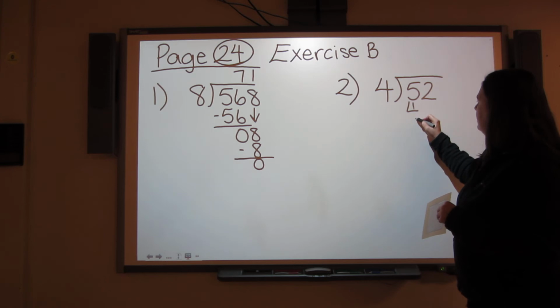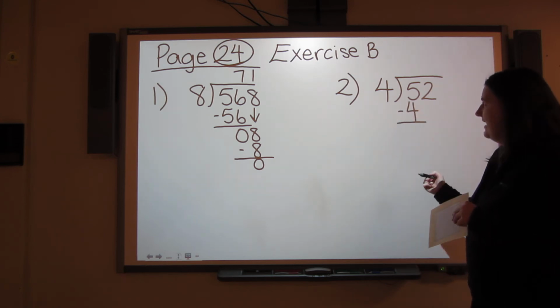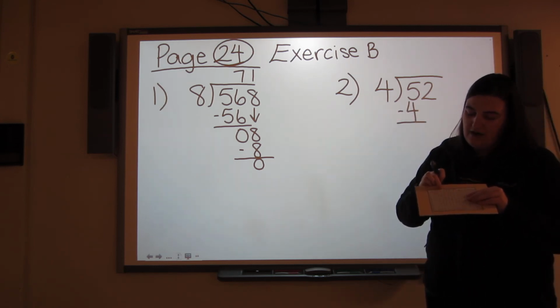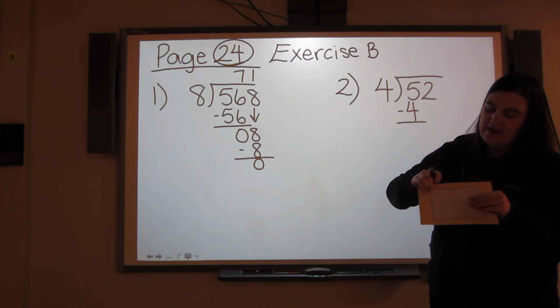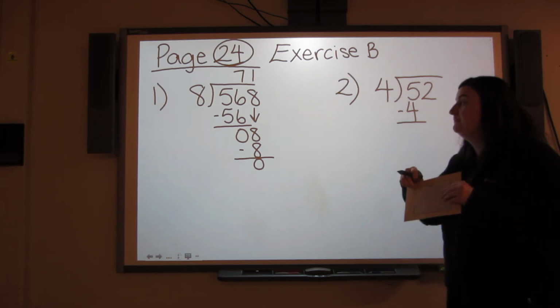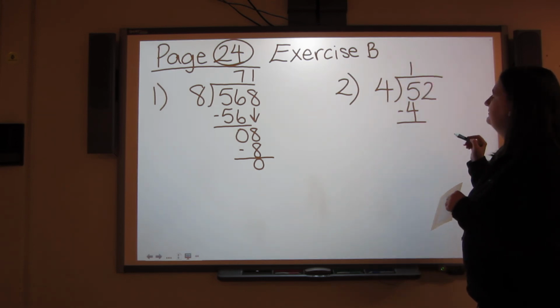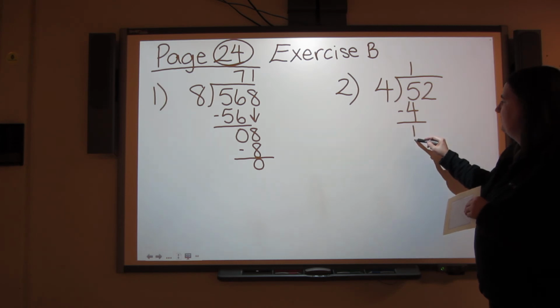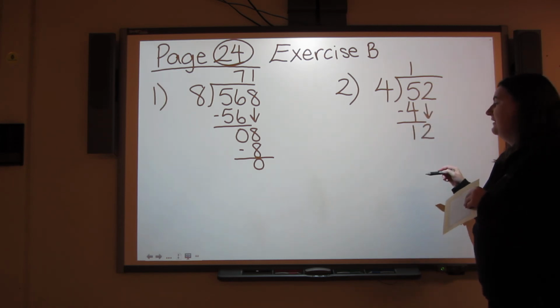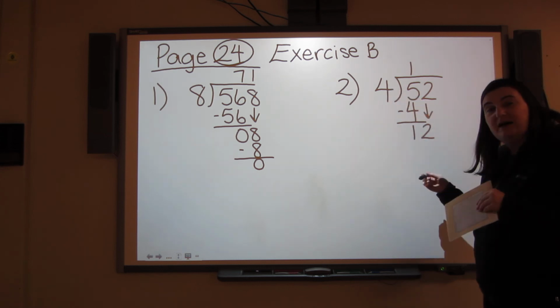So I put my 4 here, and then what goes on the top? Well, 4 goes into 4, look on the side, 1 time. Then I do my minus. 5 minus 4 is 1, and I drop my next digit. Now I have 4 into 12.